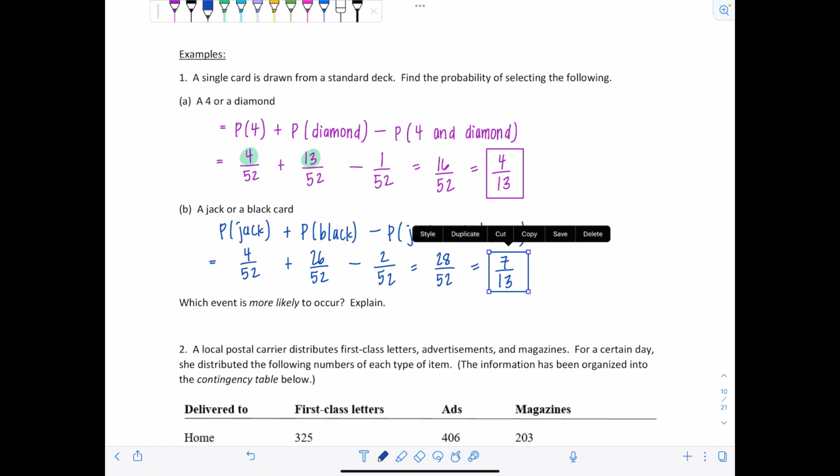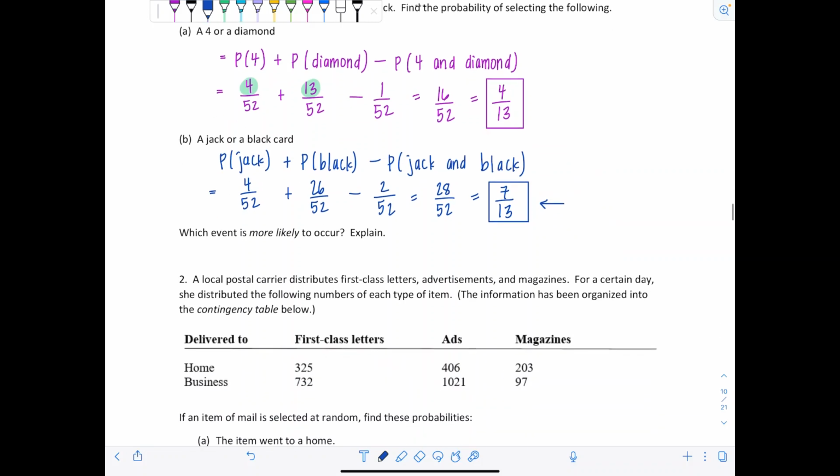All right. Which event is more likely to occur? So which one has the higher probability? This one right here, 7 out of 13 is more than 4 out of 13. So jack or black is more likely.